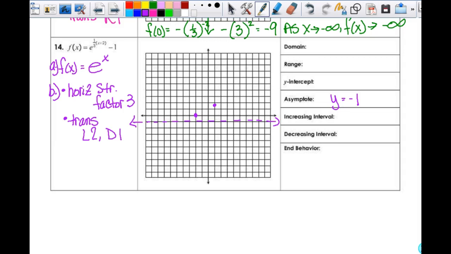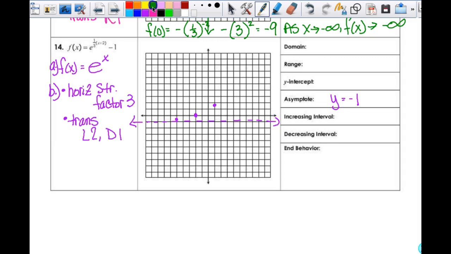Then for my parent function, when I'm at -1, I'm at about 0.36 something. Horizontal stretch by a factor of 3, which means my new x value is -3. Then I go to the left 2 and down 1, and I'm right about there. But I'm missing my y-intercept, so let's go find that before we graph this time.